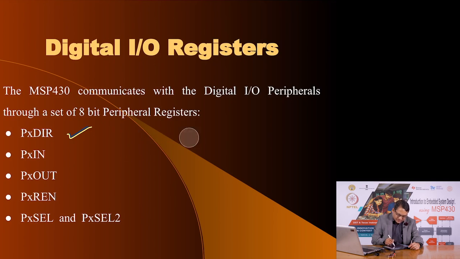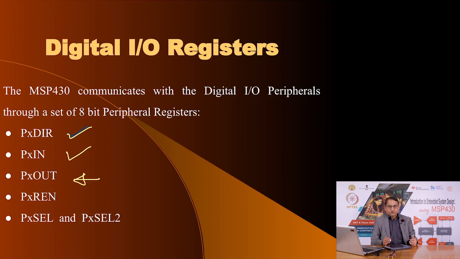So, I will not repeat this. We have PxDIR, the X port direction register. Then we have the information register called PxIN. This is the register that you will read if you want to make this pin or this port as input. If you want to make this pin of this port as output, you will write to the PxOUT register.